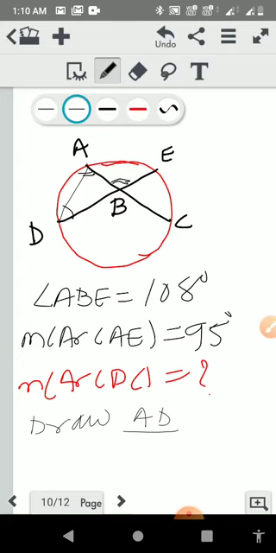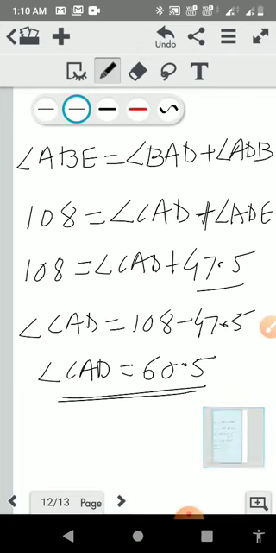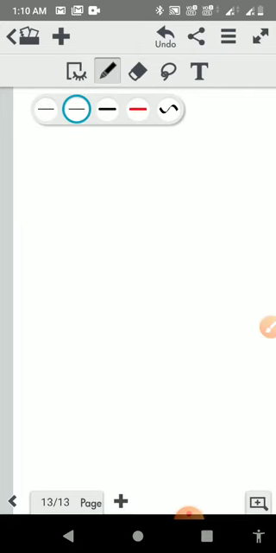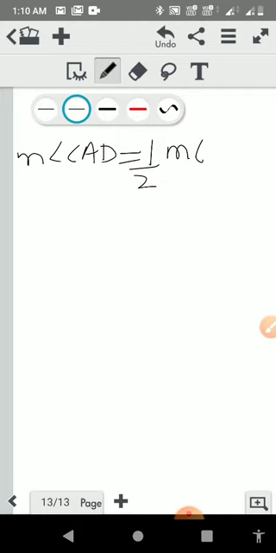Now from the inscribed angle theorem, I will use a fresh page again here. From the inscribed angle theorem, I can write the measurement of this angle CAD is equal to half of the measurement of arc DC, because it is inscribed. This angle CAD is an inscribed angle, and this arc is intercepted by this angle. So I can write angle CAD equal to half of the measurement of arc DC.